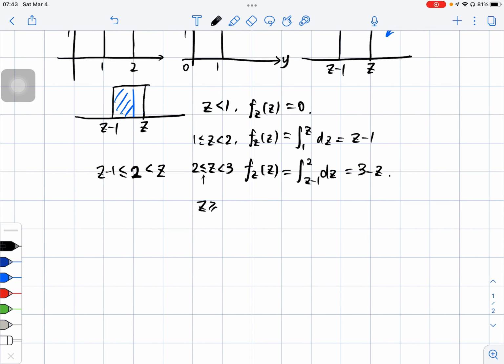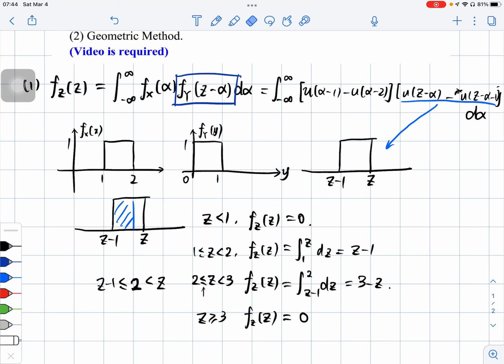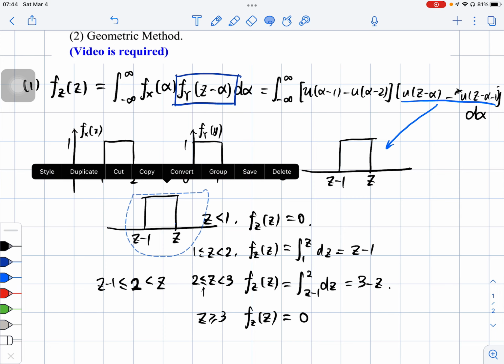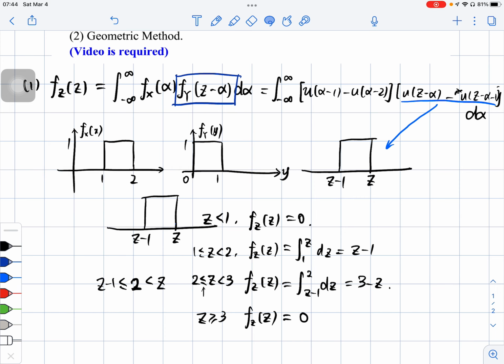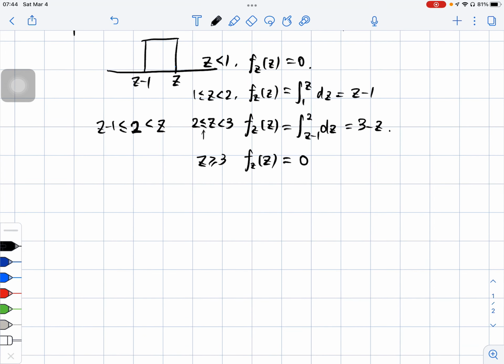And when z is greater than or equal to 3, fz is 0. Why? Because in this part, it just moves out of this area. So finally, we know that the answer is something like this.